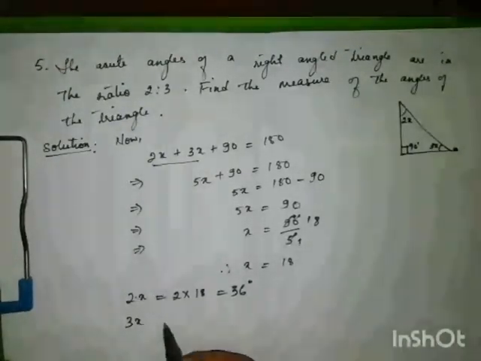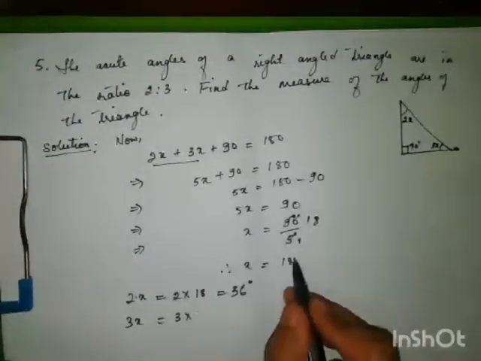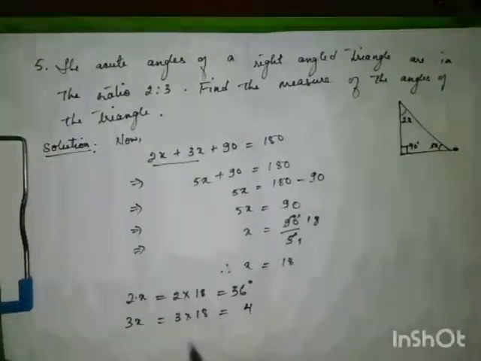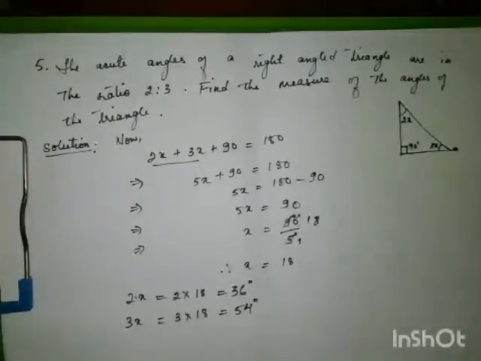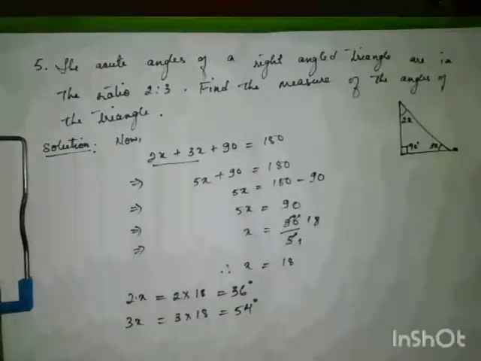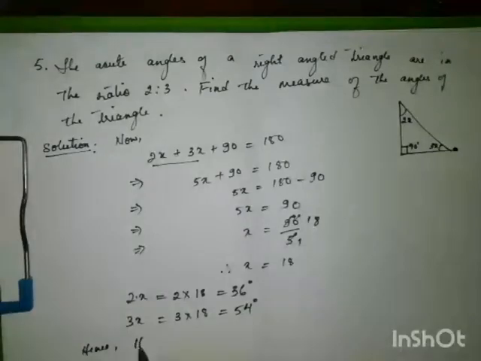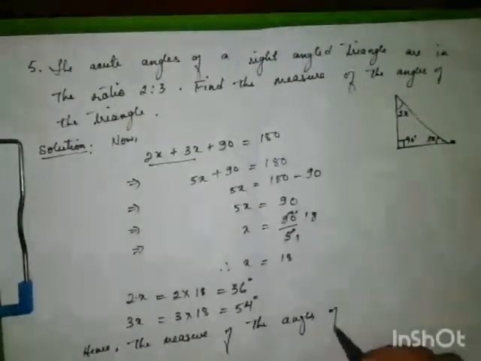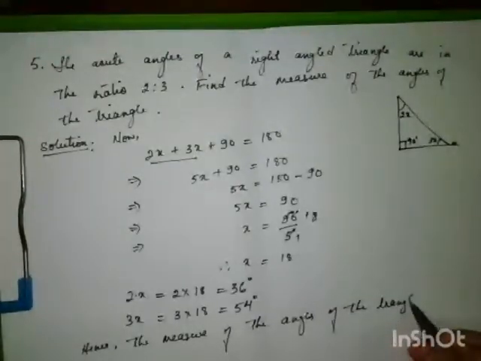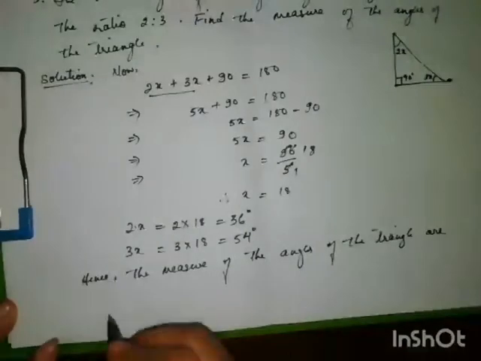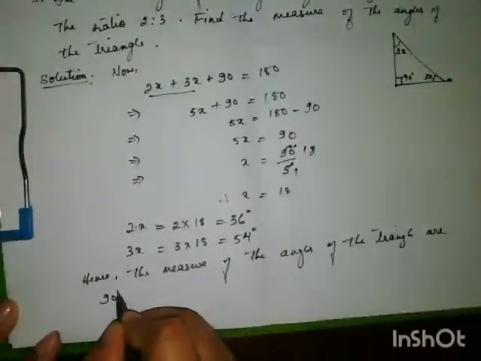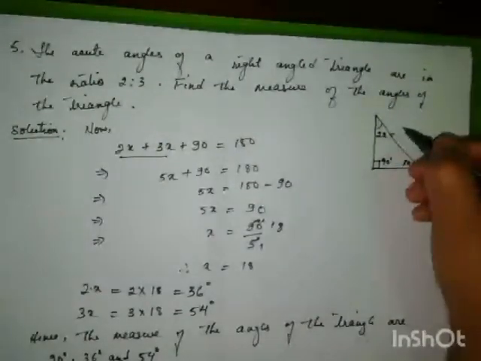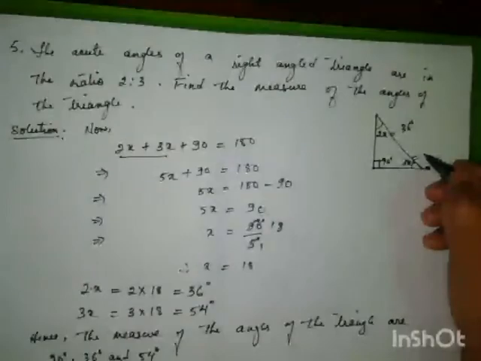3x value: 3 multiplied by x is 18, which is equal to 3 eights are 24, 2 is remaining, 3 ones are 3, 4, 5, 54 degree. Hence, the measure of the angles of the triangle are 90 degree, 36 degree and 54 degree. 2x is 36 degree and 3x is equal to 54 degree.